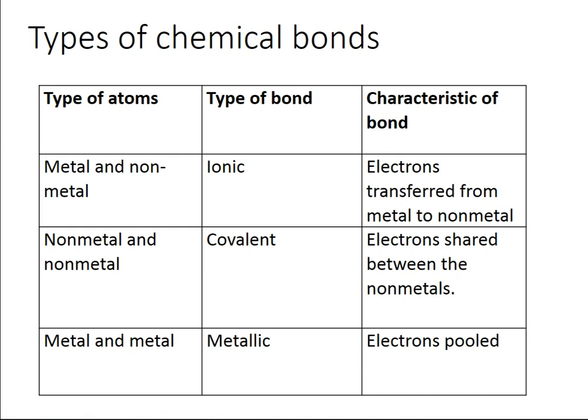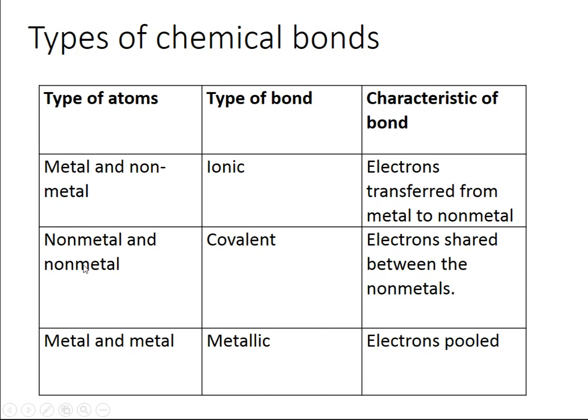First, let's look at the types of chemical bonds. So in this presentation, we have 3 types of chemical bonds. When metals interact with non-metals, we form an ionic bond. In this case, electrons are transferred from the metal to the non-metal, and this creates a charge that binds the 2 elements or the 2 atoms involved.